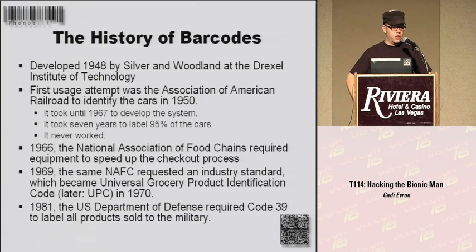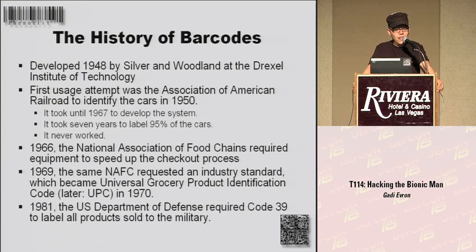What about the history of barcodes? They got developed in 1948 by two people. And the first usage attempt, and that's actually really funny, was the American Railroad people that tried to barcode all the cars that they have. It took them 17 years to label all the cars, and then the system didn't work. Like, it never did. At that point in time, people figured barcodes are useless.